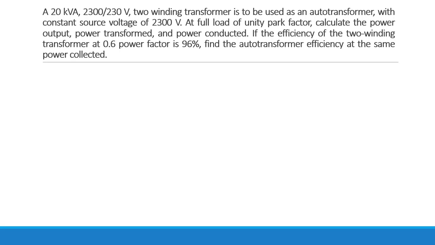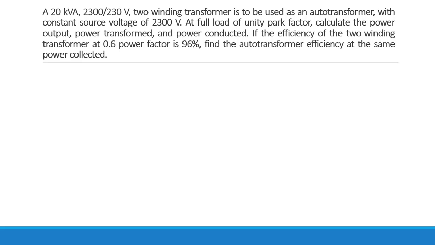The numerical is: a 20 kVA, 2300/230 volt two winding transformer is to be used as an auto transformer with a constant source voltage of 2300 volt at full load of unity power factor. Calculate the power output, power transformed and power conducted. If the efficiency of the two winding transformer at 0.6 power factor is 96%, find the auto transformer efficiency at the same power conducted.